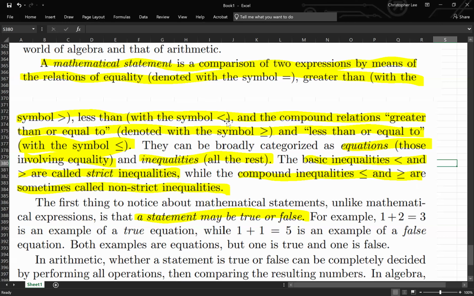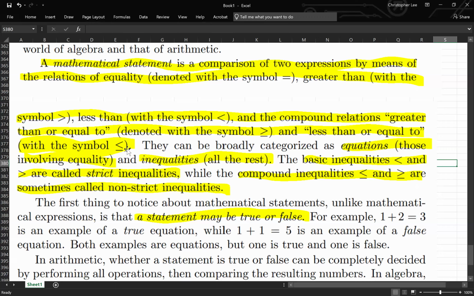All right. We also have some other symbols here, right? Compound relations: greater than or equal to, denoted by this symbol right here, and less than or equal to, which looks like this. It's the same symbol, but with a bar underneath, right? This is the inclusion-exclusion principle. That's what this is, right?